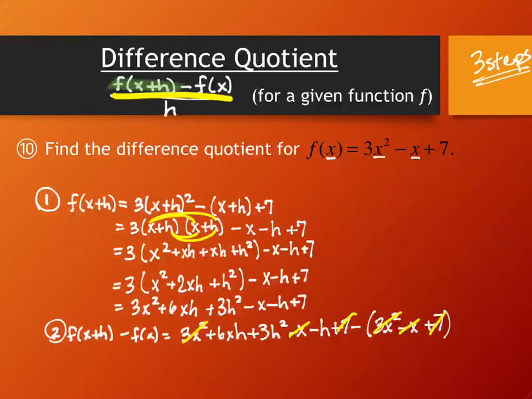So step 2 reduces things a lot. In fact, it reduces things so much that what we have left here is only things that have h in them. Everything else goes away, and that happens every single time. So at this point, I now have 6xh plus 3h squared minus h. That's all that remains on step 2.